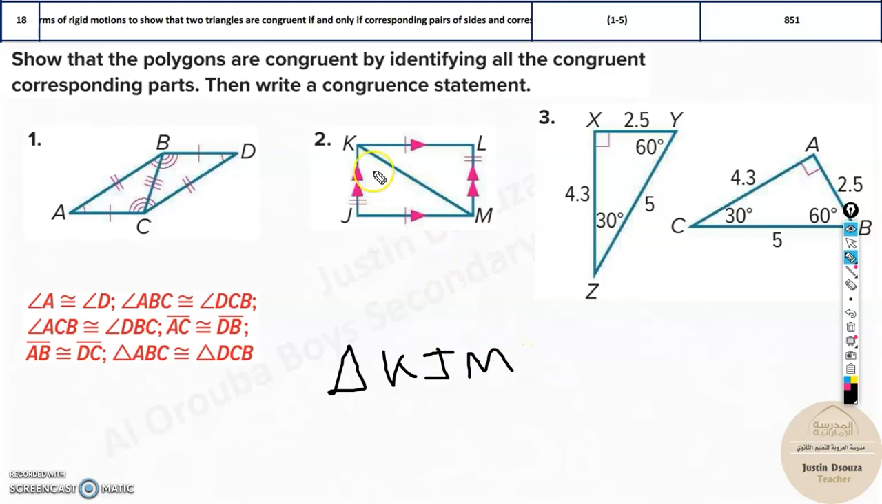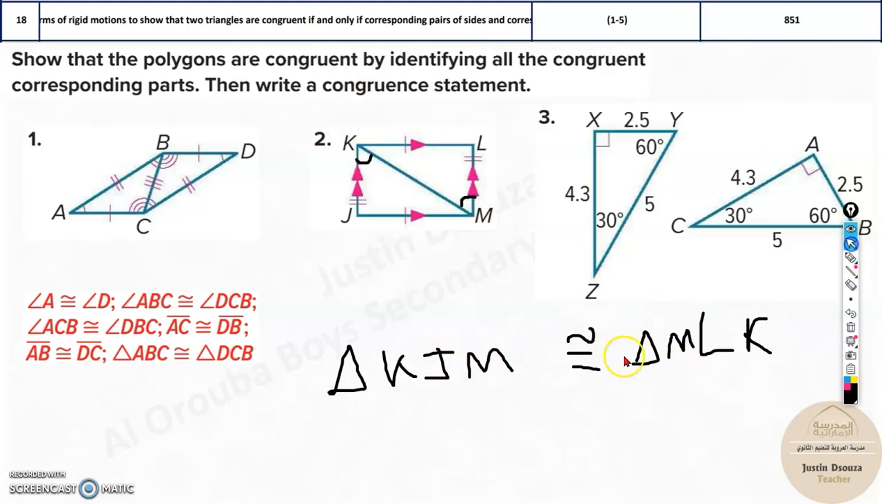Now then, here I know J will be congruent to what? I know J will be L, but what is K congruent to? If this is K, it'll be M over here. So triangle M. Then I have J, which is congruent to L because it's a right angle. And then lastly, you can write M will be equal to K.